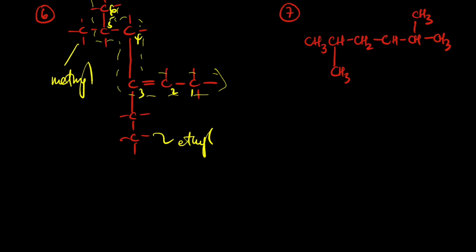So when we name, we start with the branches. We have an ethyl and a methyl. We're going to start with the ethyl. Where's the ethyl? It's in carbon 3, so it's going to be 3-ethyl, and then the methyl. Where's the methyl? It's in carbon 5, so 5-methyl, and then hex because there are 6 carbons in this longest chain. And then where's the double bond? It's in carbon 3 and 2, so it's going to be 2.